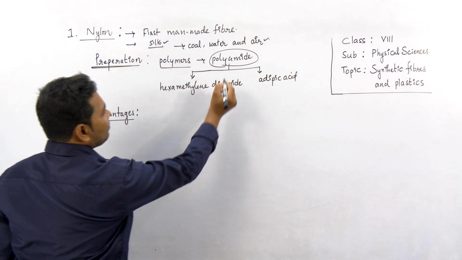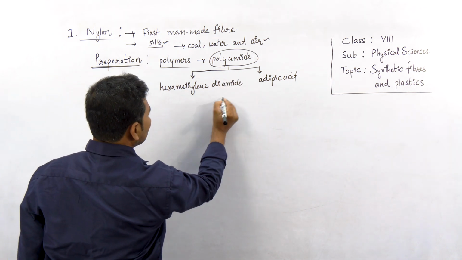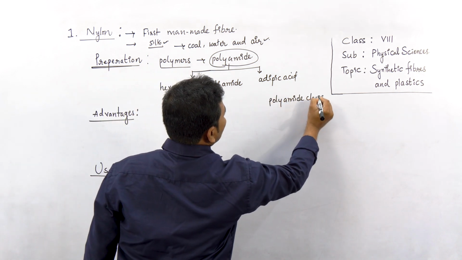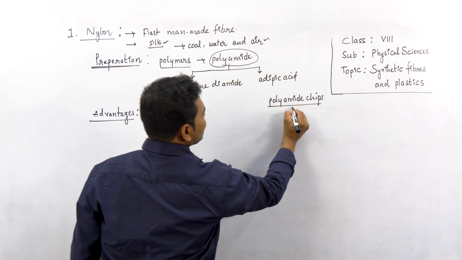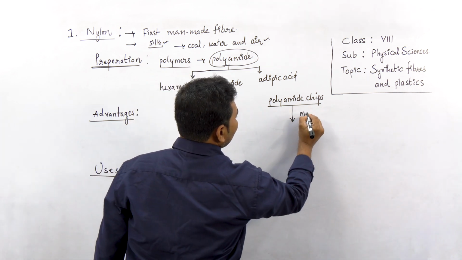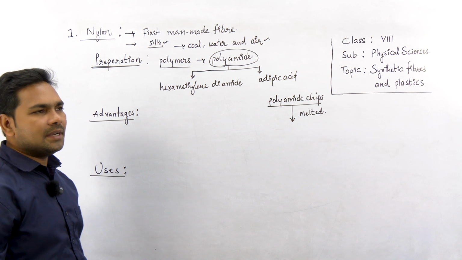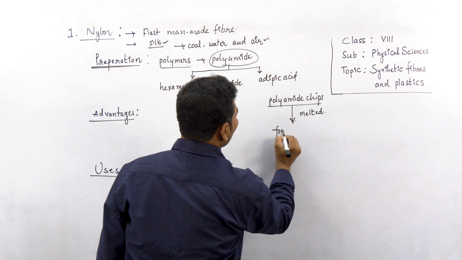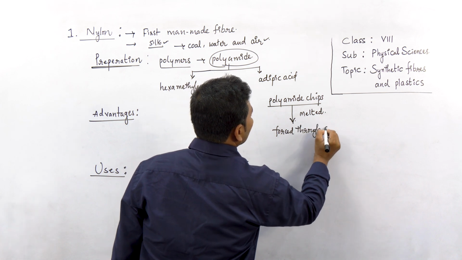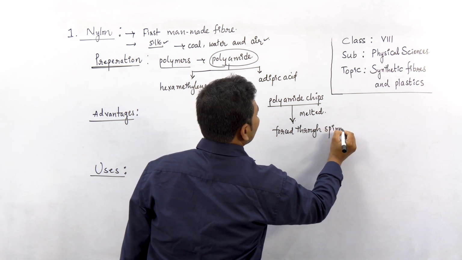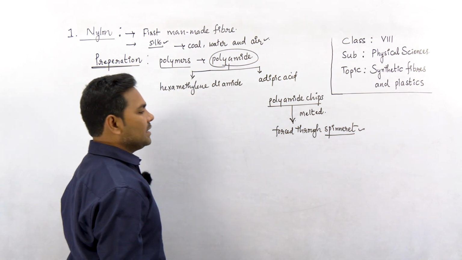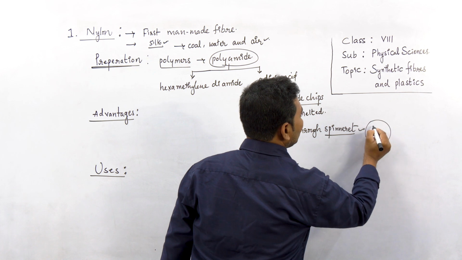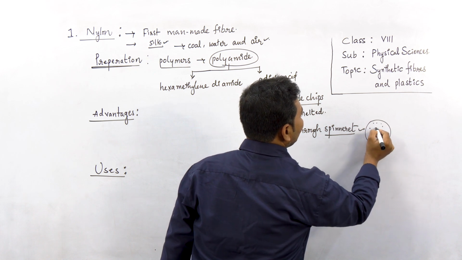And how is nylon prepared from polyamide? First, the polyamide chips, the pieces of polyamide, are melted. These melted chips are forced through a metal spinneret. What is this spinneret? A spinneret is like a metal plate having very tiny holes.